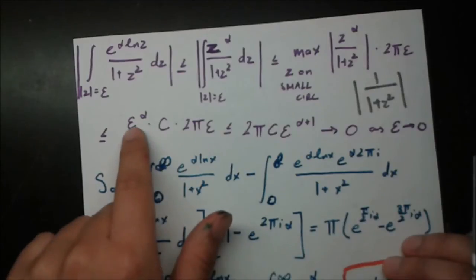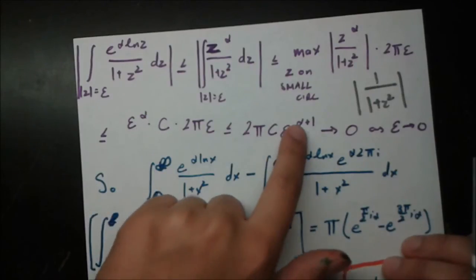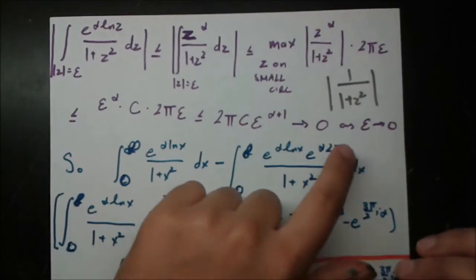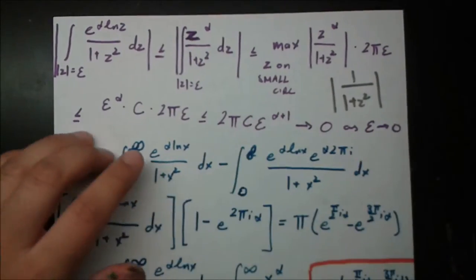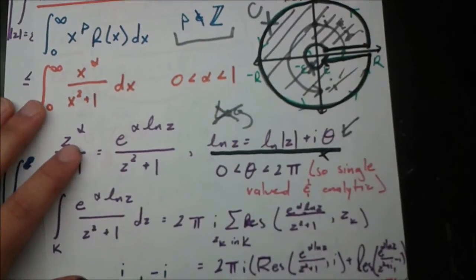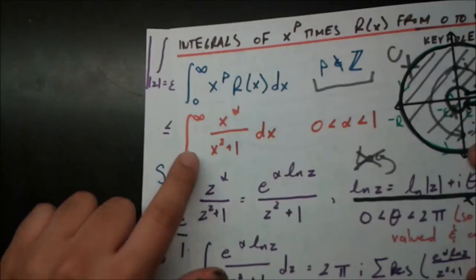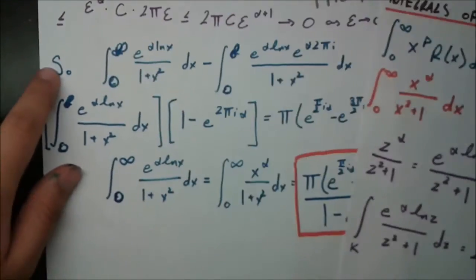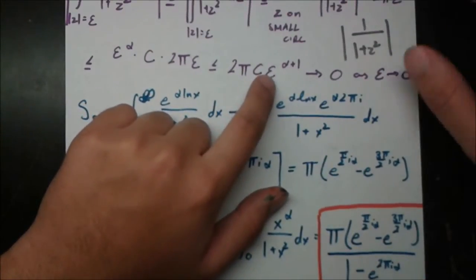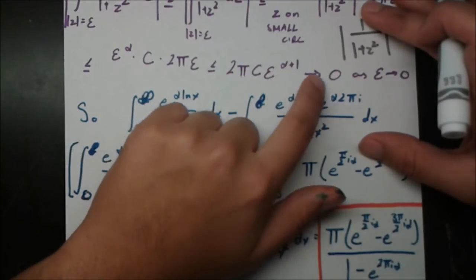So this, we have epsilon to the alpha here, epsilon here, we can write 2 pi c epsilon to the alpha plus 1, okay? And now we want epsilon to go to 0, right? Because in the other picture, we wanted r to go to infinity, we wanted it to get huge, but here we want epsilon to go to 0 because we want our integral to be from 0 to infinity. So as epsilon goes to 0, this term right here goes to 0, and 0 to the power of maybe like 1.5, 1.3, whatever this is, it's going to go to 0.